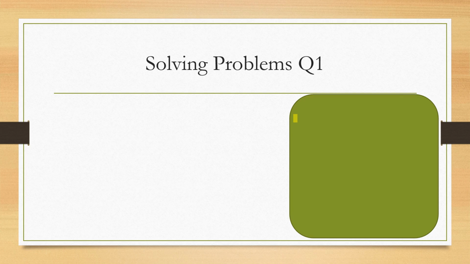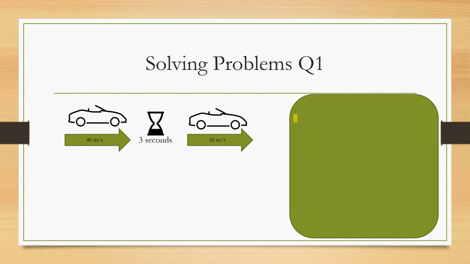Okay, so now let us proceed to do some problem solving. Let's look at the first question. For question one, we have a sports car, or a normal car, anything, that is moving at 40 meters per second. After 3 seconds, the car accelerated and its final velocity is now 50 meters per second. We need to find the displacement. How far has this car traveled in 3 seconds?